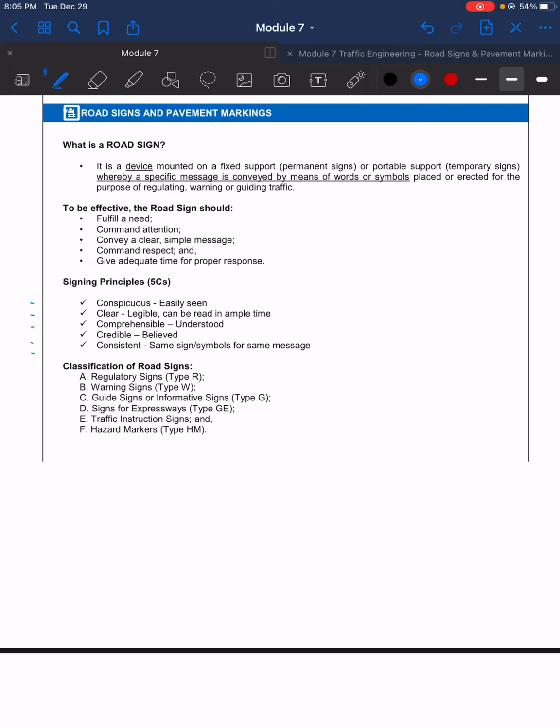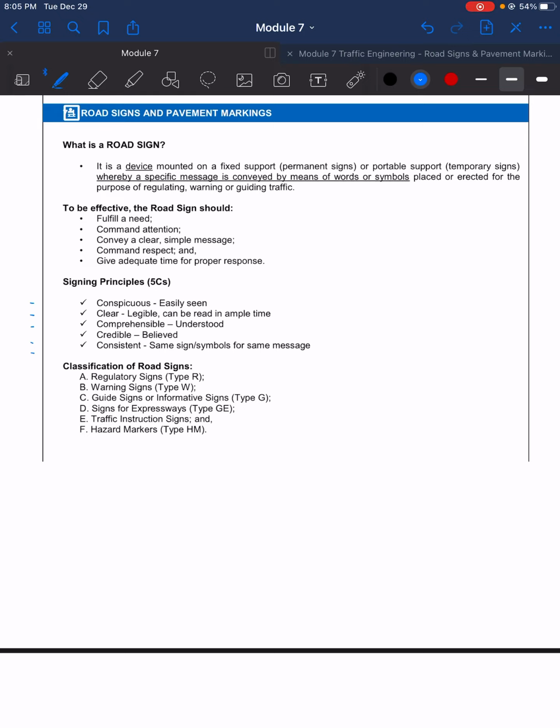a specific message is conveyed by means of words or symbols placed or erected for the purpose of regulating, warning, or guiding traffic. Now, to be effective, the road sign should fulfill a need, command attention, convey a clear, simple message, command respect, and give adequate time for proper response.